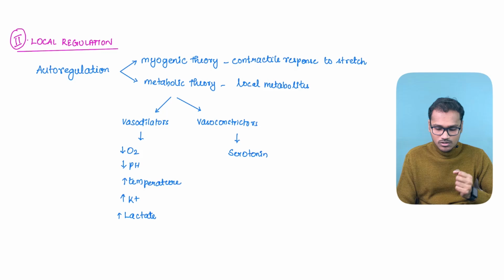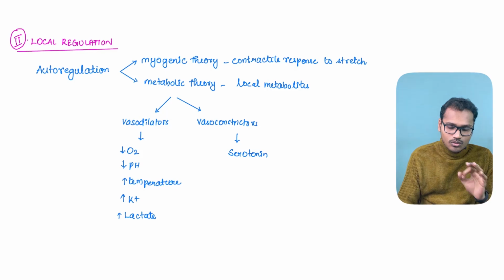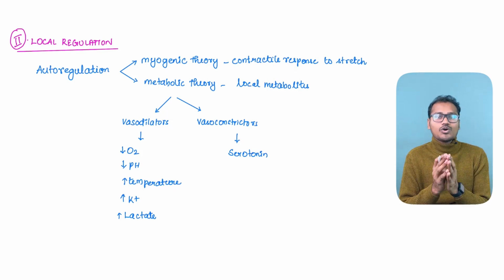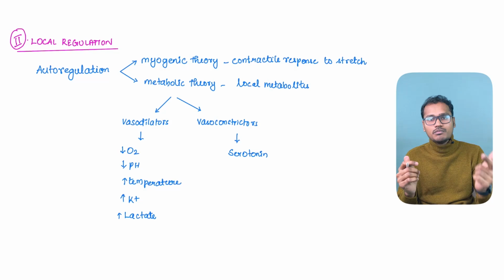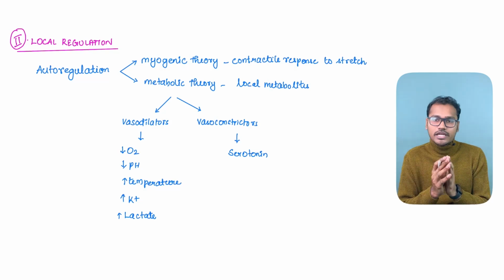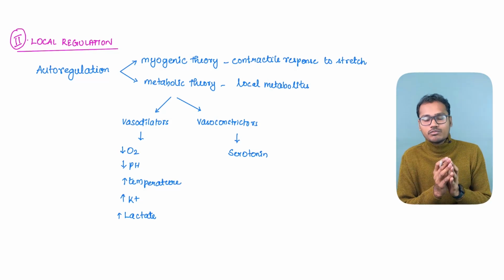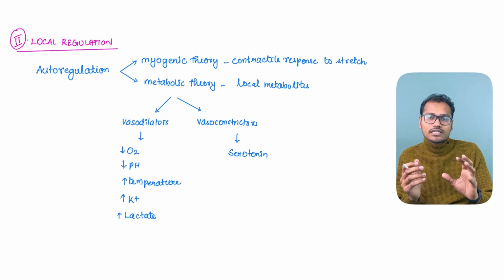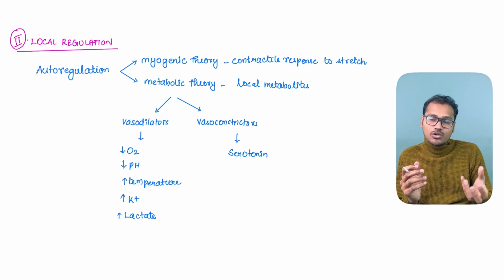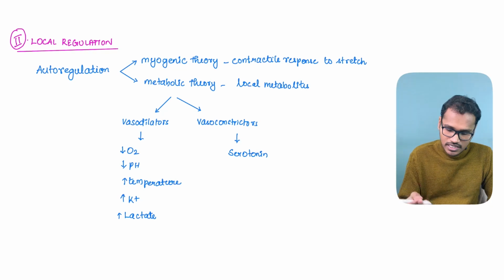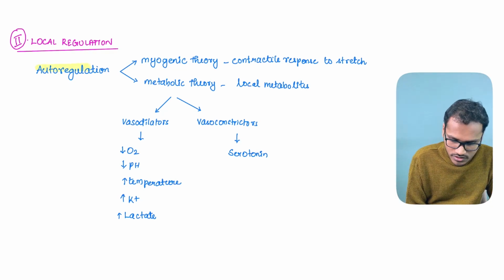Now coming to the local regulation. This local regulation is present in almost all the organs, be it kidney, brain, or skin. All the main organs will have a local control. The advantage is that they control their blood flow according to the local environment. Suppose the heart needs more and more blood, it will control its own blood supply according to the local metabolites which are produced. And that is a form of autoregulation.